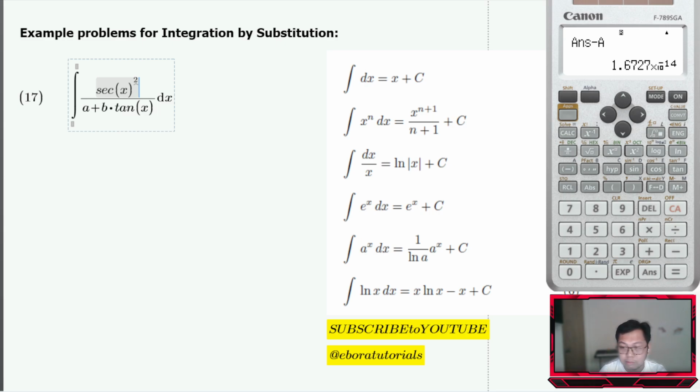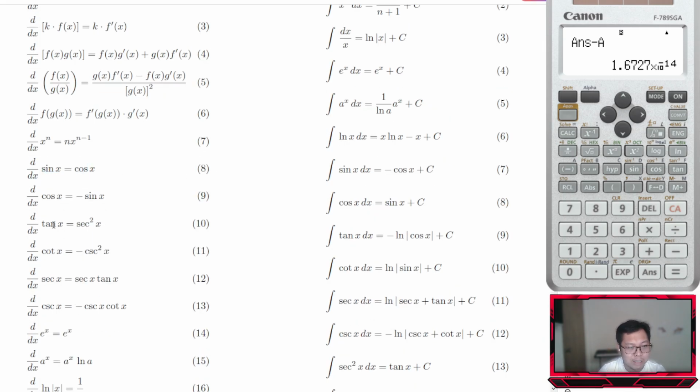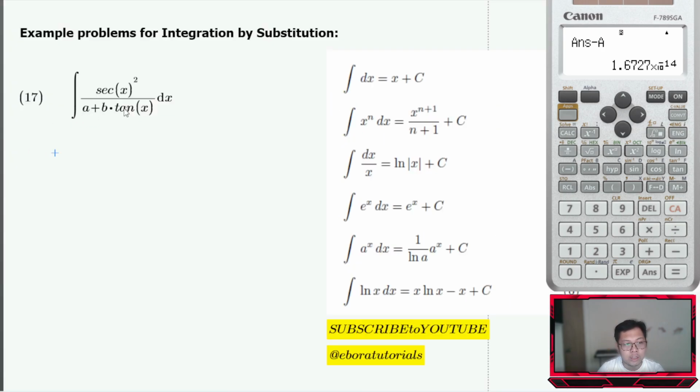Let's check. Tama, the derivative of tan x is secant squared x. So, let's proceed. We will let u be this whole denominator, these two terms: u is equal to a plus b tan x. By the way, a and b are not variables, I believe these are actually constants.